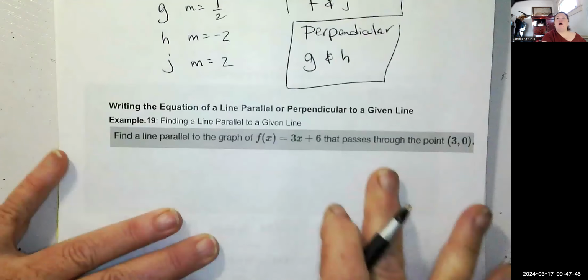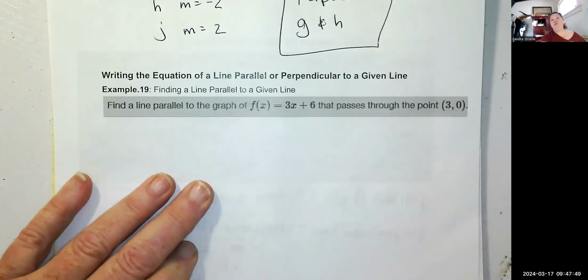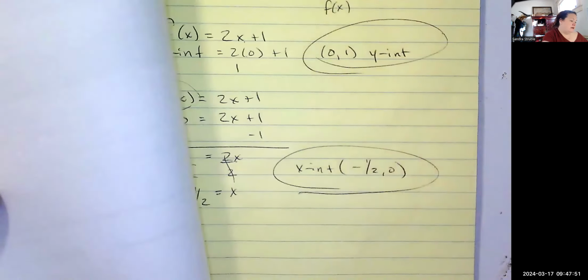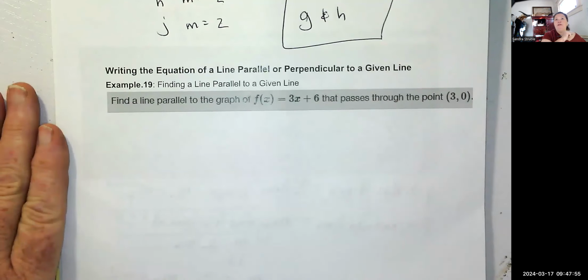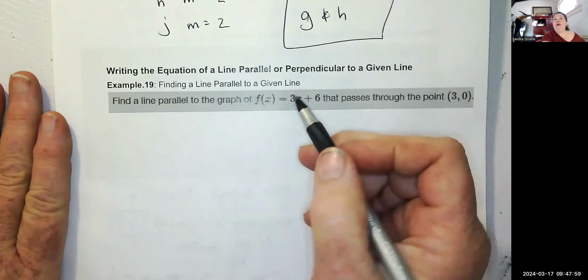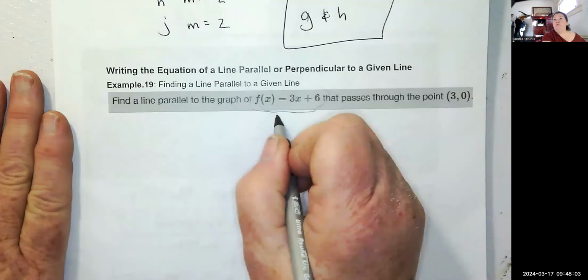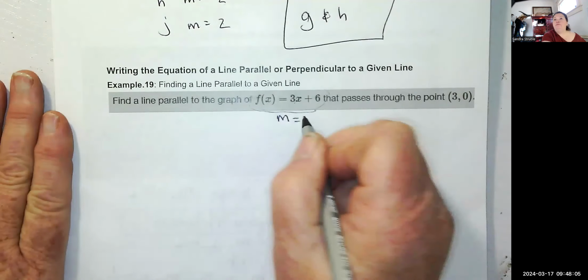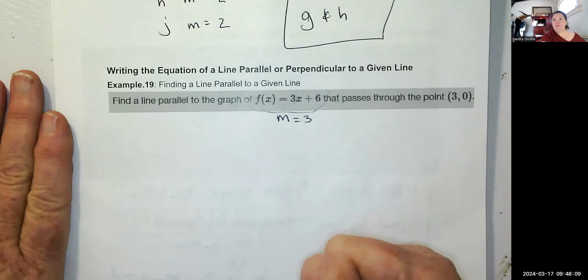Okay. Write an equation of a line parallel. Let's just do one. We need a line parallel to the given line. So the first thing we need to know about this line is the slope. The slope is 3. So that means the slope for my new line that I'm creating is going to be 3.